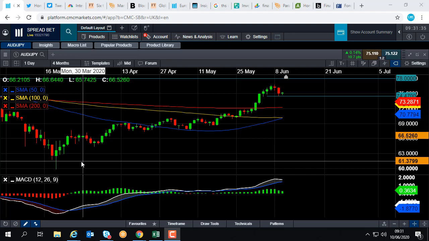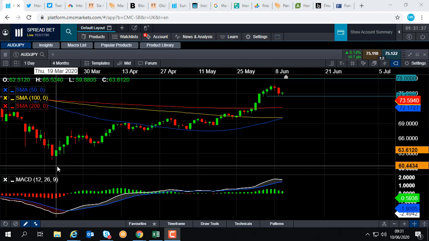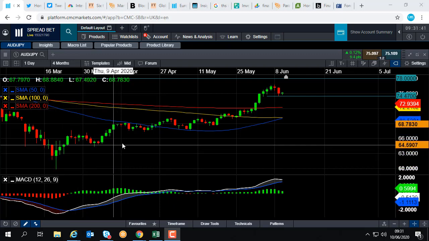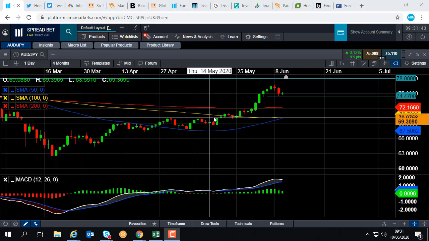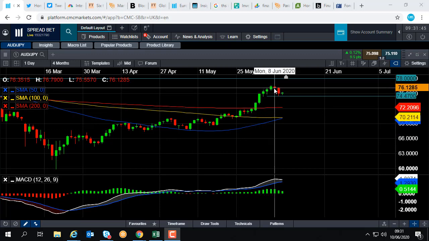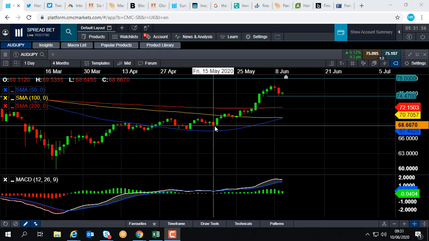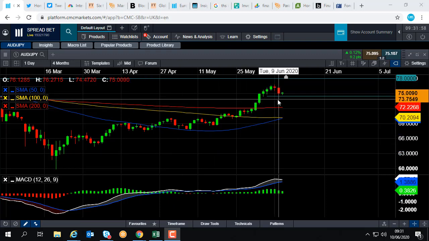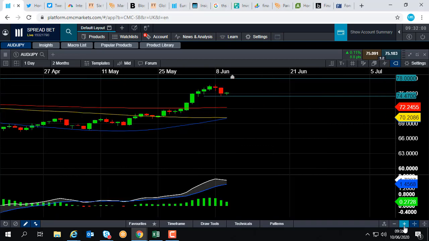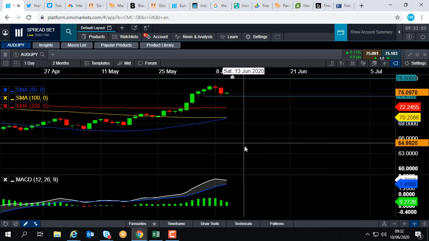If we take a look at the price action for the last few months, since mid-March, so nearly 3 months now, we've seen a solid upward trend in the Australian dollar versus the Japanese yen. In fact, only in the last couple of days did we see the currency pair hit its highest level in over a year. So it's quite clear that the trend has been to the upside. Things are looking quite bullish, although we did see a bit of a pullback in the last couple of days.